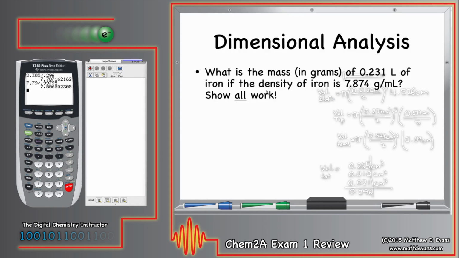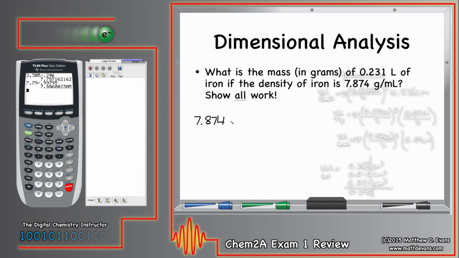More dimensional analysis. What is the mass in grams of 0.231 liters of iron if the density of iron is 7.874 grams per milliliter? Show all the work. This one should be pretty straightforward. What is the mass? I've got 2 values, and the only value that gives me a mass is the second one, the density. I'm going to start there.